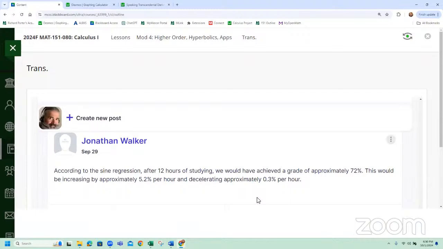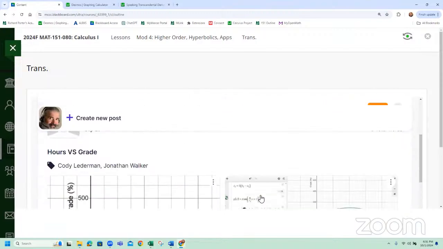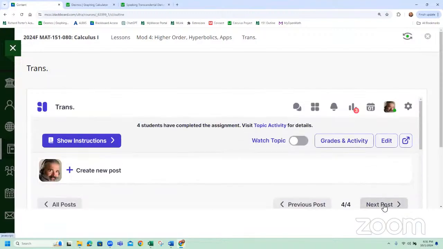Oh, excuse me. According to the sine regression, after 12 hours of studying, we would have achieved a grade of approximately 72%. This would be increasing by approximately 5.2% per hour and decelerating approximately 0.3% per hour. Beautiful. Perfect. Okay. I think that's it. All right.